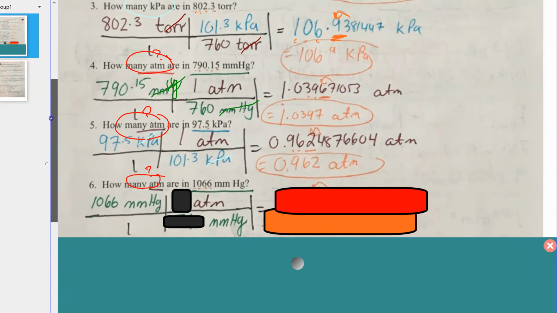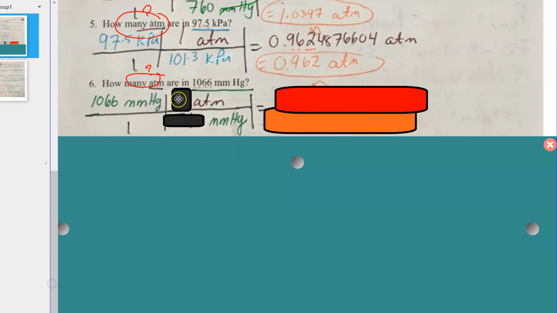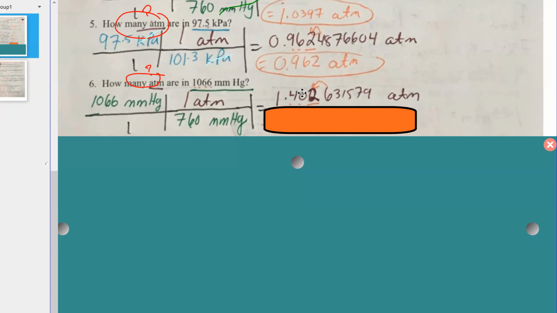How do you figure it out? Like I've been showing you, go back up top. 1 atmosphere is 760 millimeters of mercury. Take the numerators, divide them by the denominators, and your trusty calculator should tell you 1.40263159, which is way too precise.